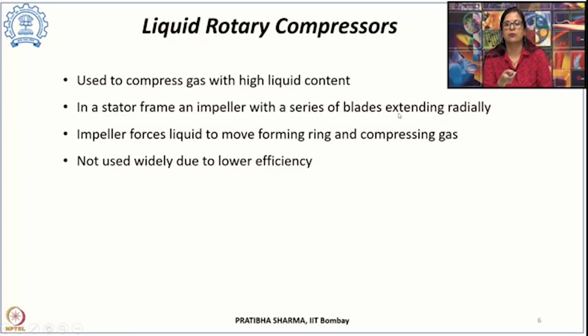Now the problem with these rotary type of compressors, or like in the case of centrifugal compressors also, is the low density of hydrogen, which is the major challenge, and we get a very low efficiency with these rotary type of compressors. So the impeller which is present in the stator forces the liquid to move, and that forms the ring, and in that way it compresses the gas. But these type of compressors are not widely used because the efficiency associated with them is very low. It is less than 50% efficiency that we can achieve.